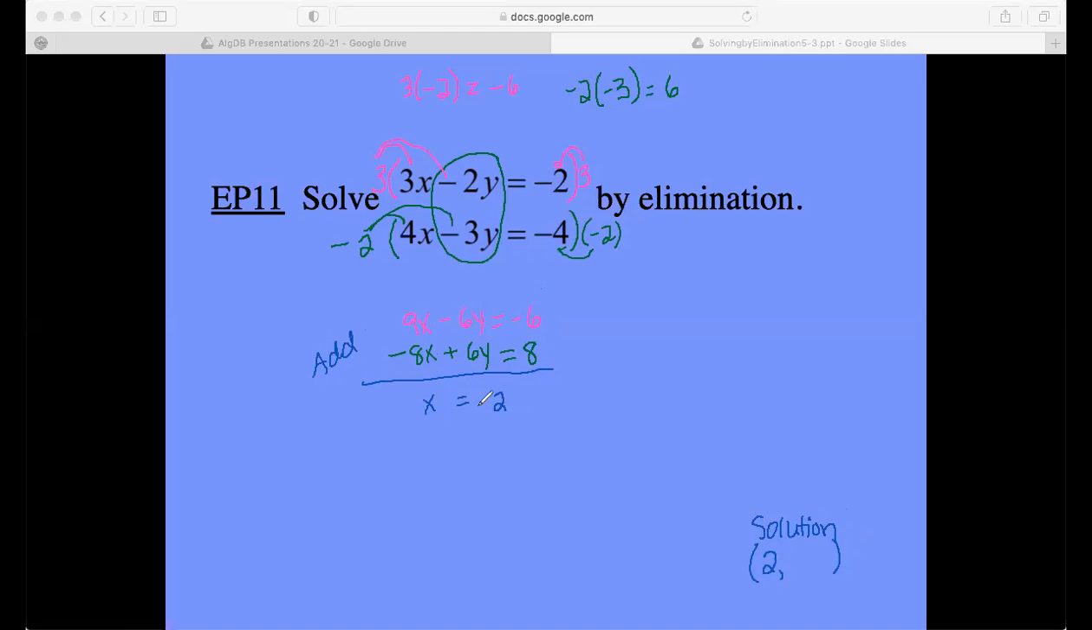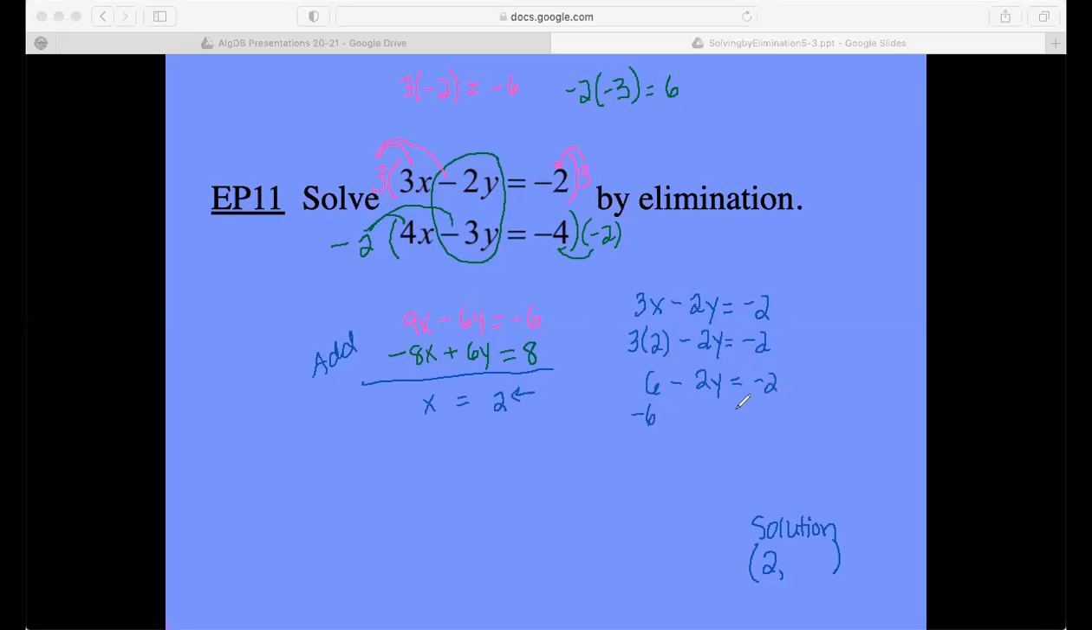I now need to take this 2, and I either can plug it into one of my original equations in place of x, or I can plug it into either one of my rewritten equations. I'm going to go ahead and put it in the top equation. Again, remember, it doesn't matter. So my top equation was 3x minus 2y equals negative 2. But I'm now going to substitute x was 2. So I'm going to do 3 times 2 minus 2y equals negative 2. So that gives me 6 minus 2y equals negative 2.